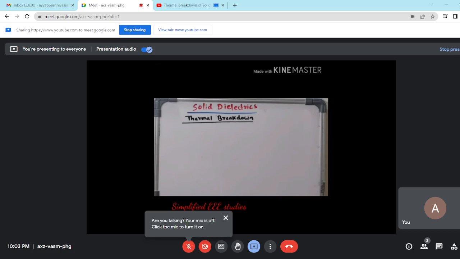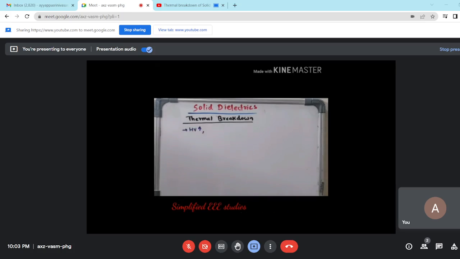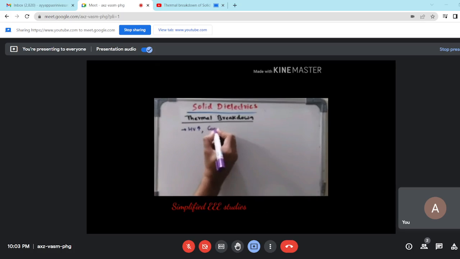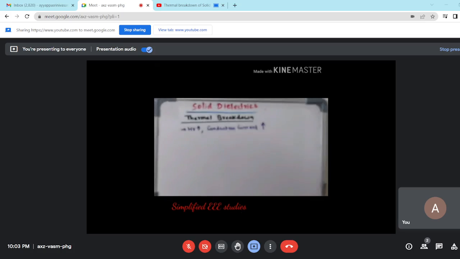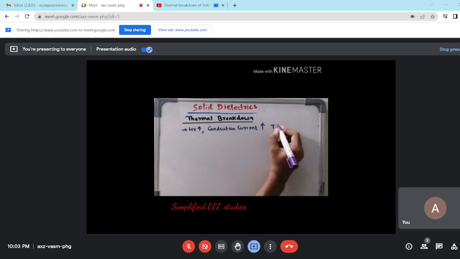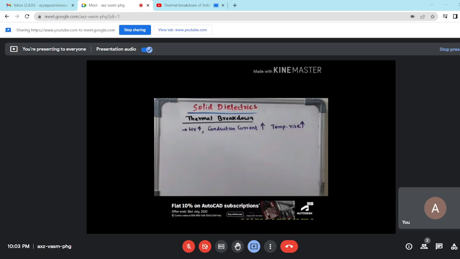Then when high voltage is applied, what will happen? A small amount of conduction current will be flowing through the material. Whenever you are applying high voltage, it creates an electric field in the particular solid dielectric material. As a result, a small amount of conduction current will start increasing inside the solid dielectric material. Because of this conduction current, the temperature rises inside the material.